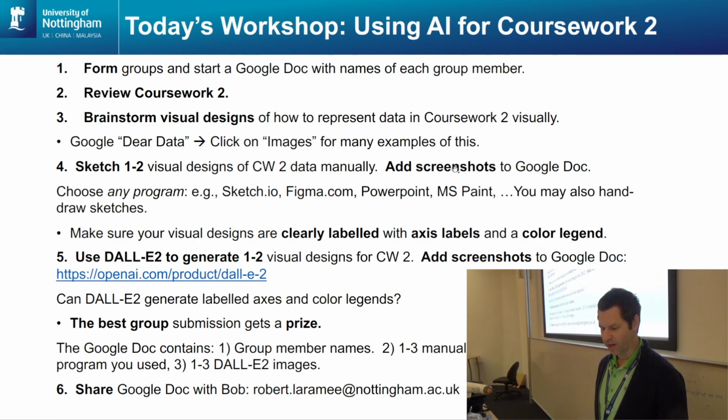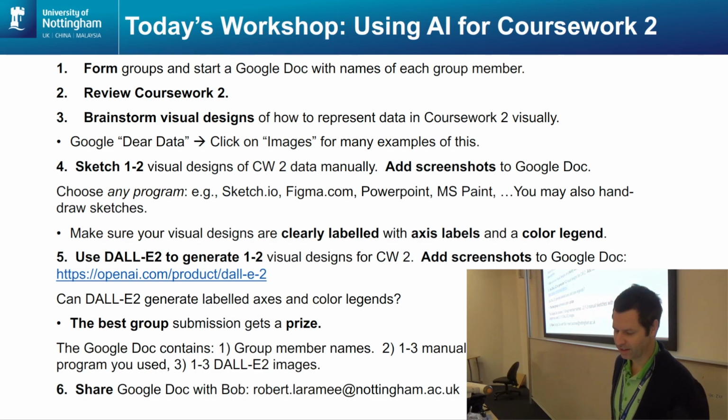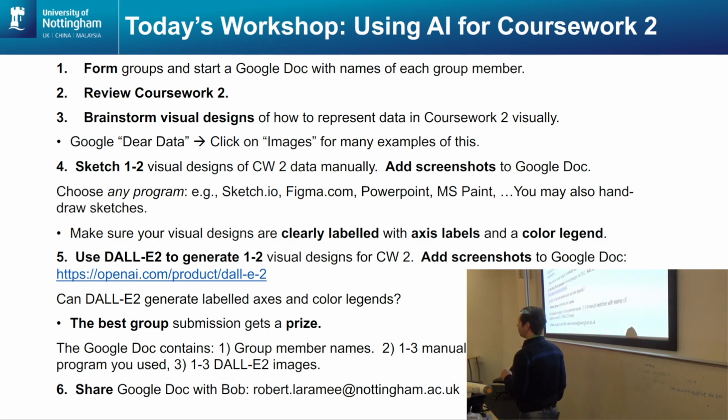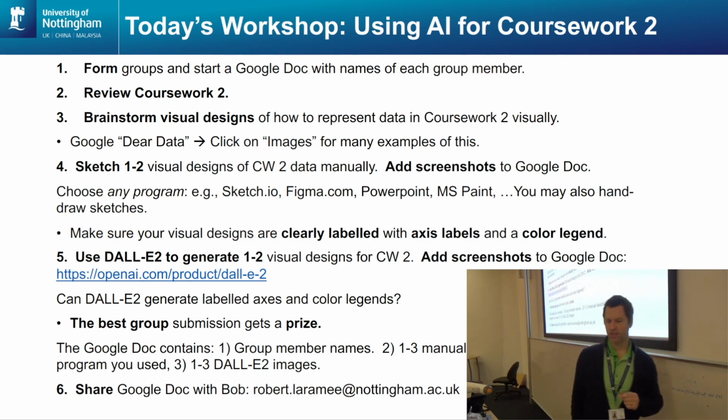Make sure your designs are clearly labeled with axis labels and a color legend. You take a screenshot of that or a picture of that and you put it in the Google Doc, right? Your best one or two from the team. Then you try DALL-E 2. See if you can use DALL-E 2 to generate an image for you for Coursework 2. See if you can do it.